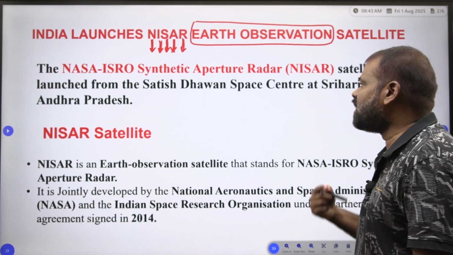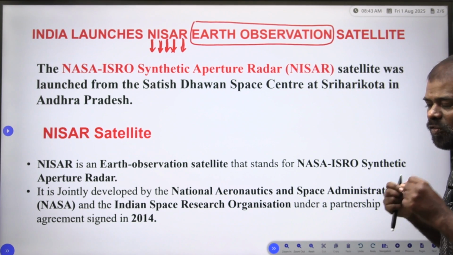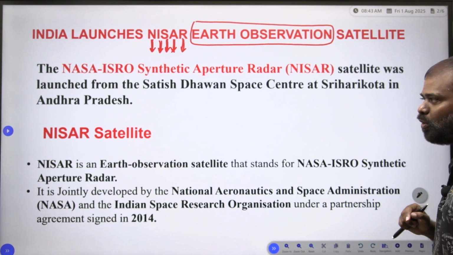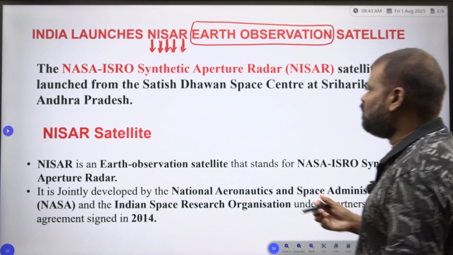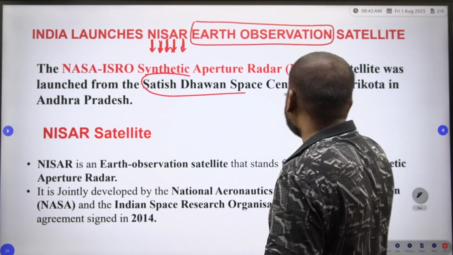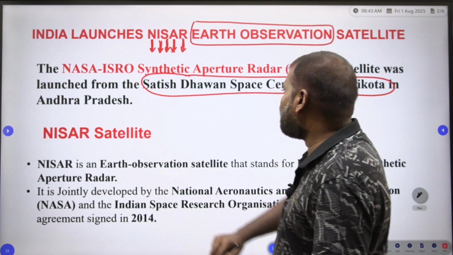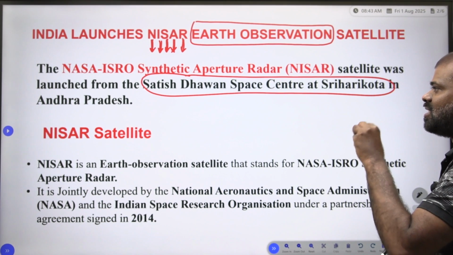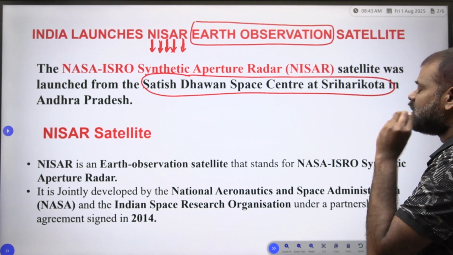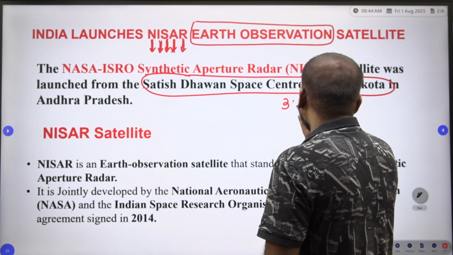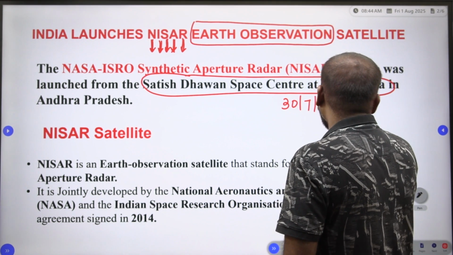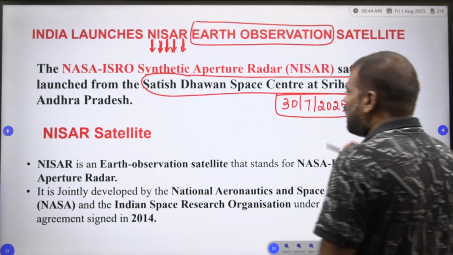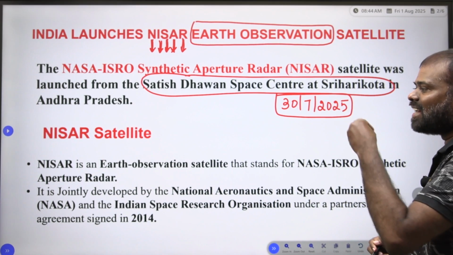The NASA ISRO Synthetic Aperture Radar satellite was launched from Satish Dhawan Space Centre at Sriharikota in Andhra Pradesh. So, where are they sending it from? Satish Dhawan Space Centre at Sriharikota in Andhra Pradesh state, they are launching. When are they launching? 30th July 2025, they sent it through the Sriharikota launch pad.